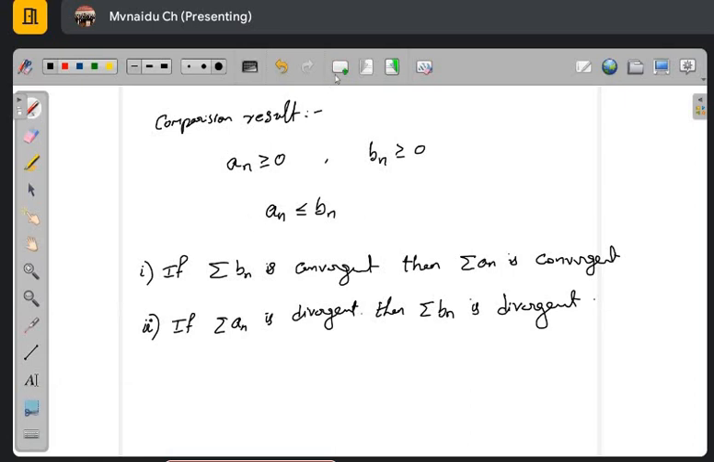So I think we did some problems on these comparison results. Initially itself you need to decide whether the summation is convergent or divergent. So accordingly you can choose bn or an and you can decide. Or at least you must be able to decide what bn needs to be chosen.